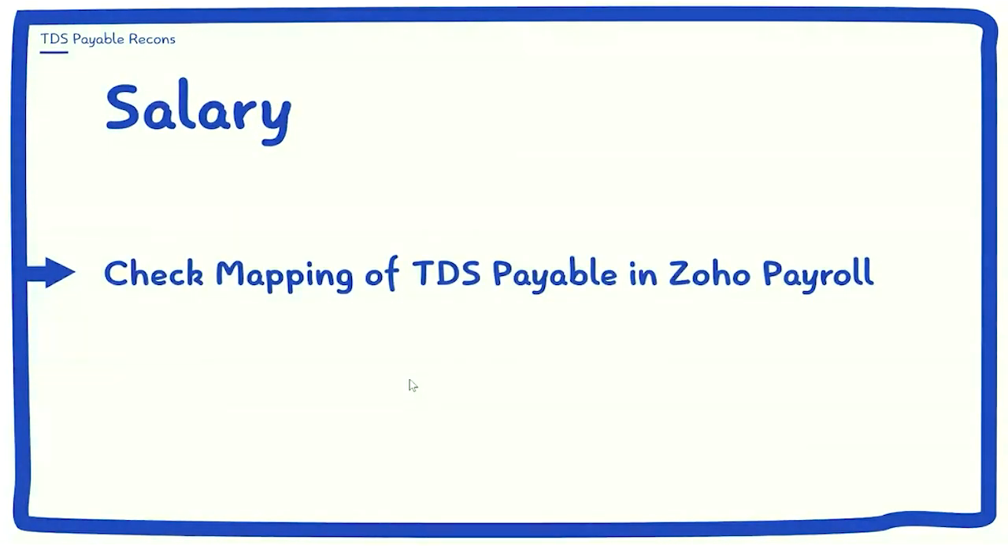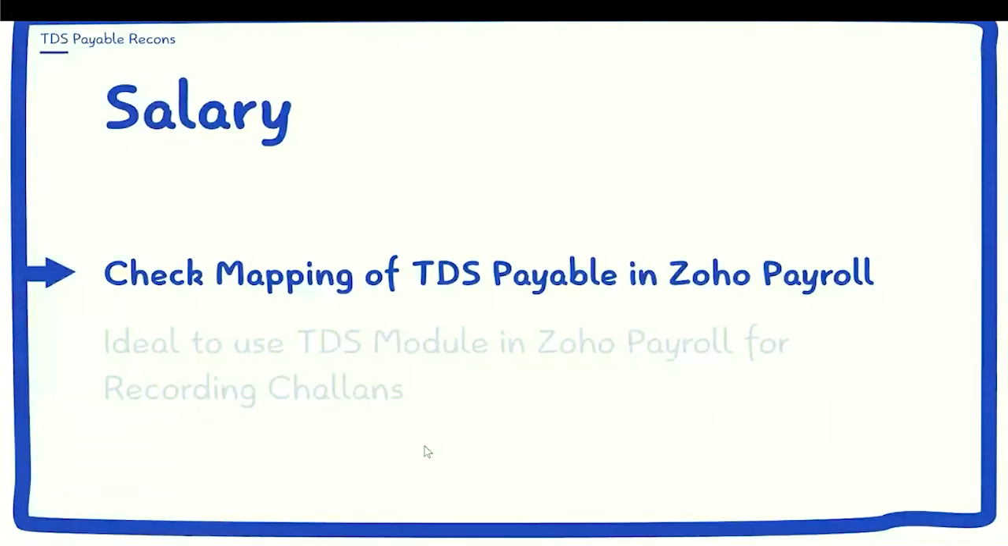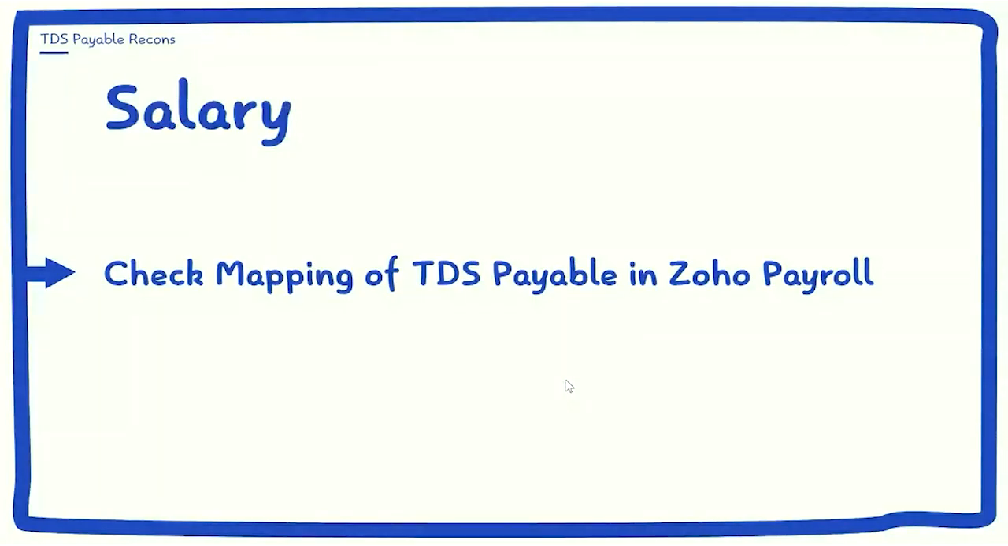Then we go to salary. So in salary module, first of all, you should check if you are using Zoho payroll, where you have mapped your TDS payable ledger. Ideally, the ideal way to do is don't mix TDS payable of salary and non-salary together, because generally we make challan payments also separately. So in Zoho payroll, go to settings and change the ledger in which your salary entries are going. So you can create a separate ledger, TDS on salary, right? And map it over there.